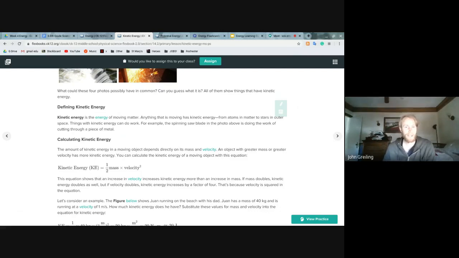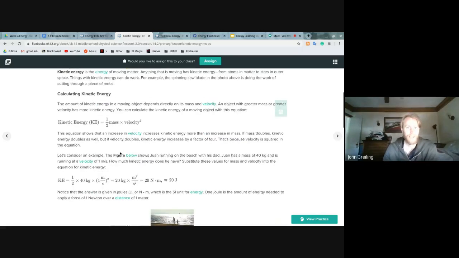So the amount of kinetic energy, or KE, depends directly on its mass and velocity. As you can see from the equation, KE equals 1/2 mass times velocity squared. So it's a direct correlation. The more mass or the more velocity I have, the more kinetic energy I have.